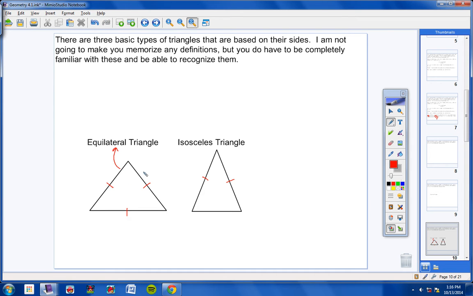But this triangle here is also an isosceles triangle because an isosceles triangle must have at least two congruent sides. It can have three, that's fine, but it must have at least two. So this triangle here is not an equilateral triangle. It is not. However, it is an isosceles triangle. This triangle here is also an isosceles triangle, and it's also an equilateral triangle, both.